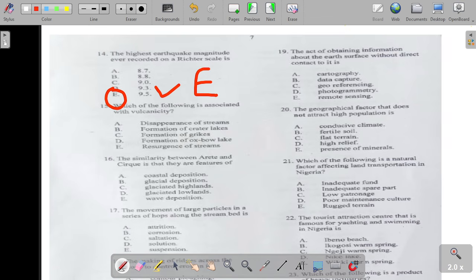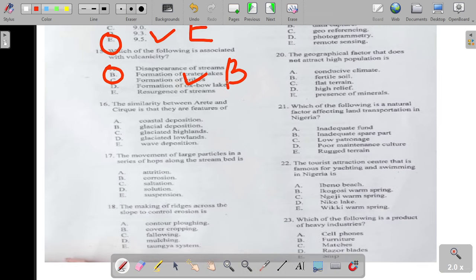Number 15. Which of the following is associated with volcanicity? Disappearance of streams, no. Formation of crater lake, formation of creeks, formation of oxbow lake, resurgence of stream. The answer is B.